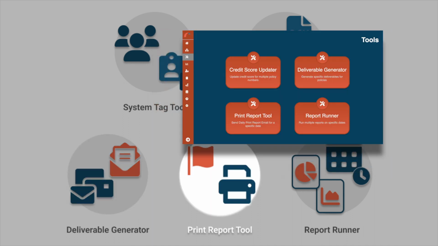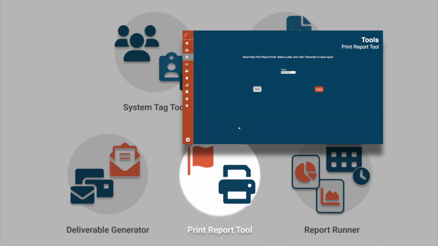You get an alert that something went wrong with your print report and are unsure of how to rerun it. You no longer need to create a ticket or contact your insurance platform to rerun your report with the print report tool. Without the hassle of figuring out how to rerun your print report, you can focus on other things.